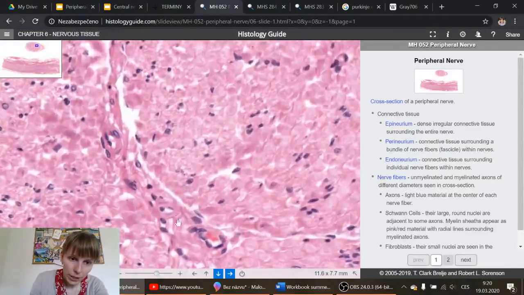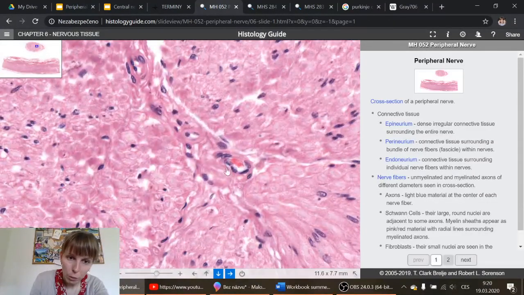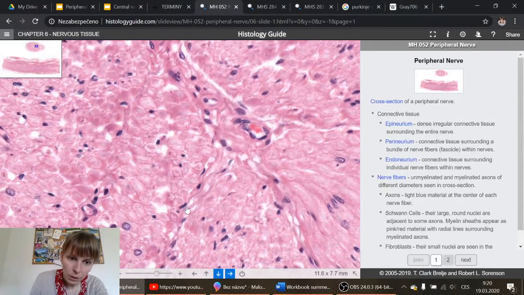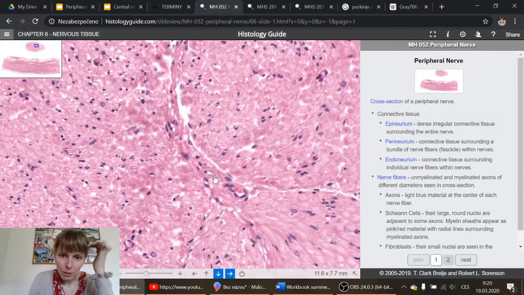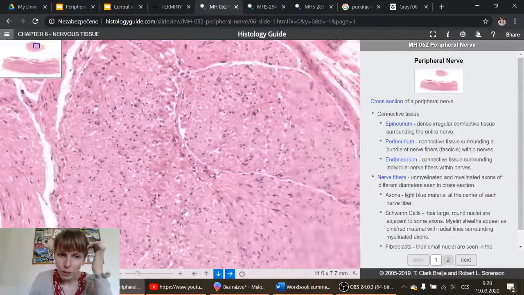So, more dense connective tissue with blood vessels and fibroblasts. See the elongated nuclei of the fibroblasts, and collagen fibers going around the groups of axons. So this is pretty easy. If you get the slide, you really need to zoom in all the way to see the axons.